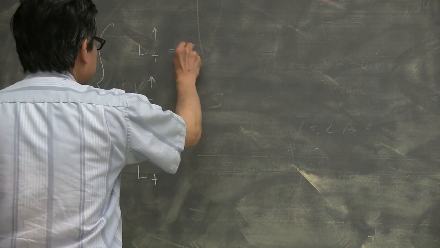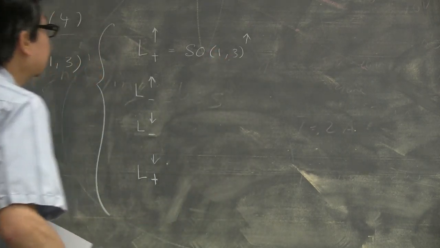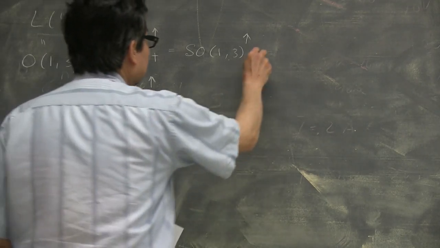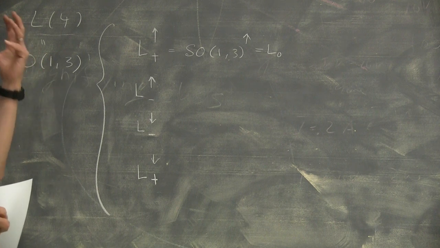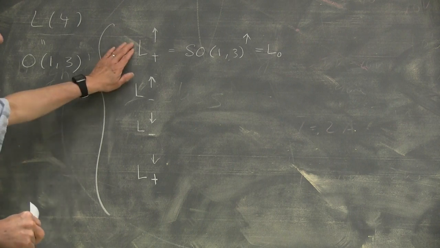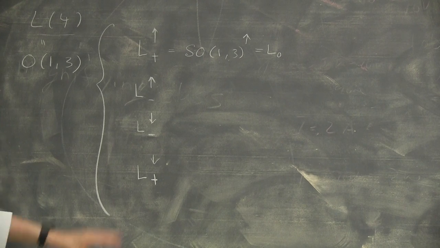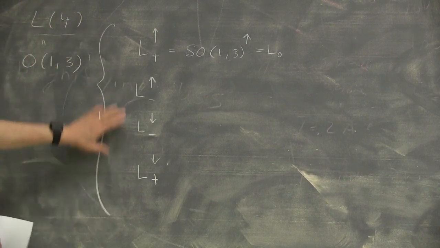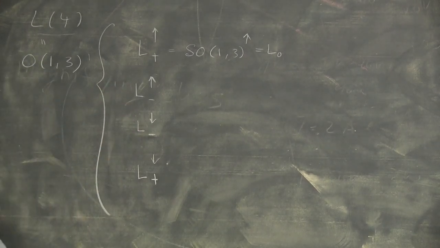This one is also sometimes called SO(1,3) up, and also sometimes called L sub 0. This one is called a proper orthochronous group, which is actually a subgroup of the Lorentz group itself, because the identity clearly is in there, okay? None of these others are groups, although they are pieces of the whole thing. These are not subgroups simply by virtue of the fact that none of those contain the identity element, okay?